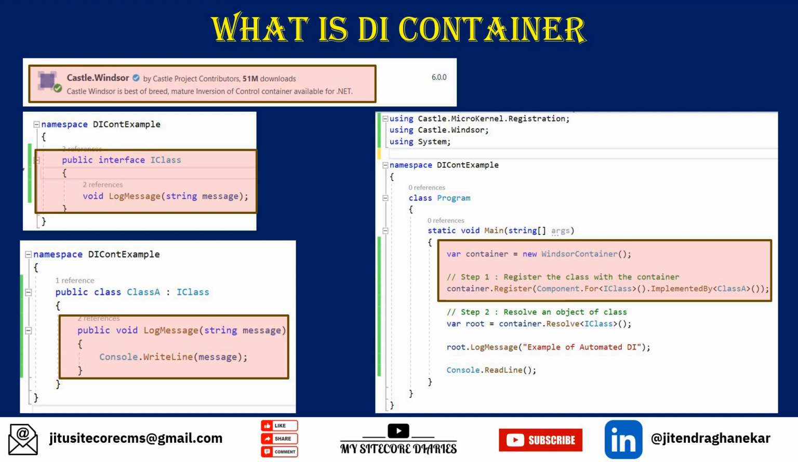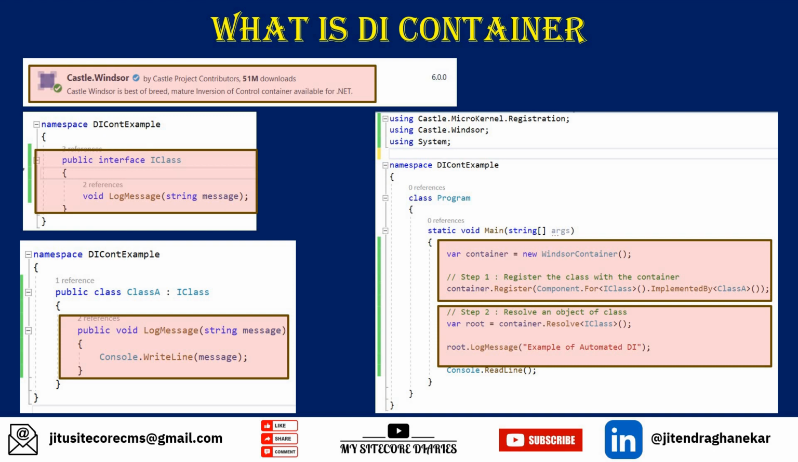Then how does it get resolved here? You see here, container.Resolve<IClass>. Basically, it will create a root object of that class, along with the dependency which you have passed. Then we are executing the method root.LogMessage, so it will execute your method. Console.Read. So this is how your container works.